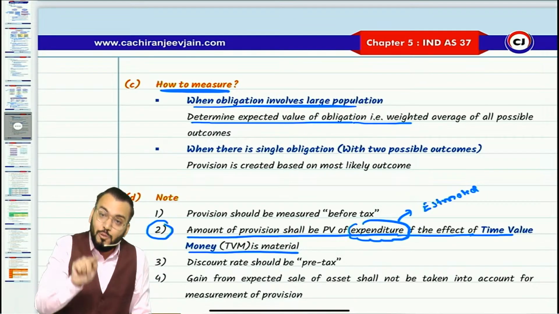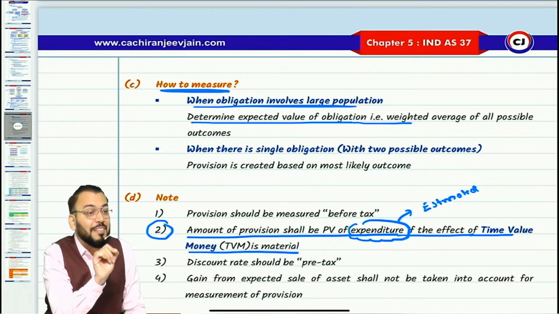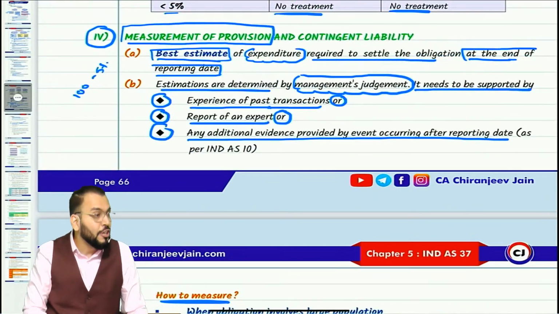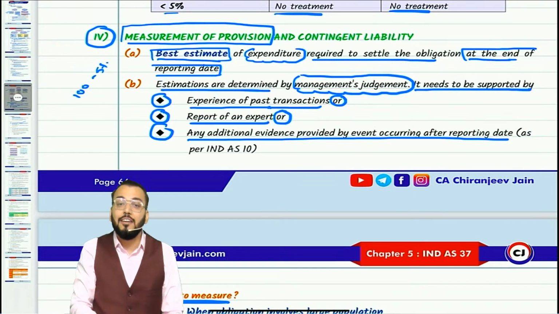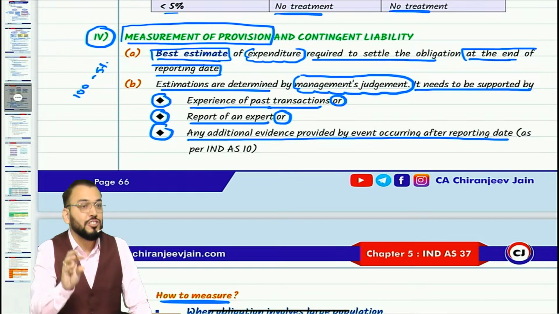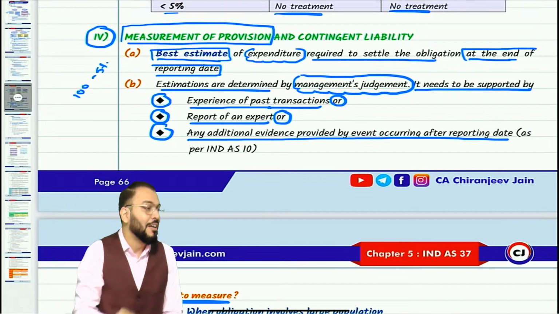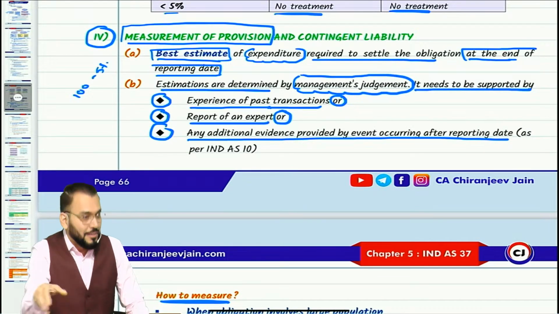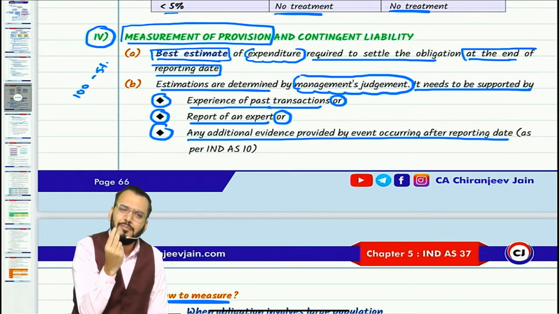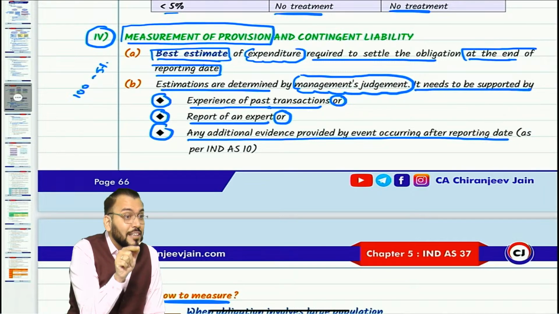Means in exam you will be given full marks if you write as per Ind AS 37: the amount of provision will be the best estimate of expenditure required to settle the obligation at the end of the reporting period. Whenever there is a large population, we calculate the expected value of obligation, which is nothing but the weighted average of all possible outcomes. If you write this much, they will give 5 marks. Otherwise, average marks, 1 mark, 2 marks, even though your answer is correct.